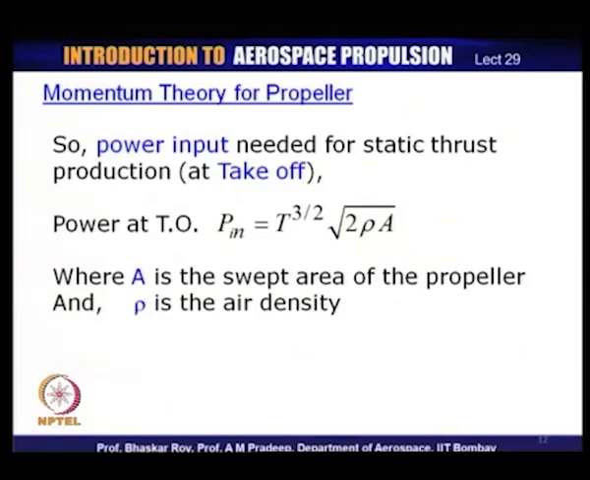This power input at takeoff can be found using the thrust at takeoff, and A of course is the swept area of the propeller and rho is the air density at the takeoff condition.